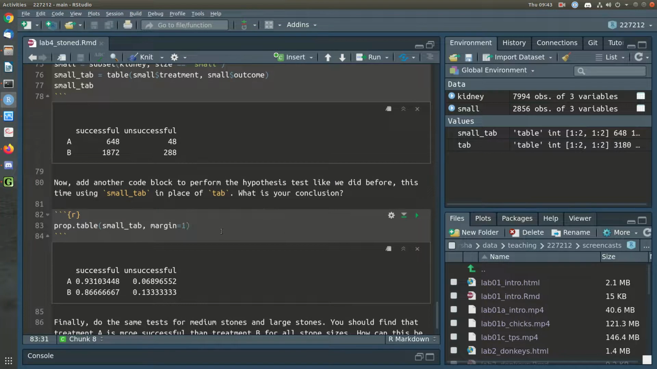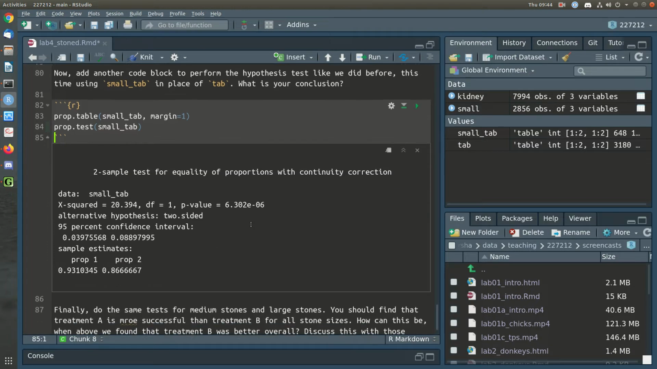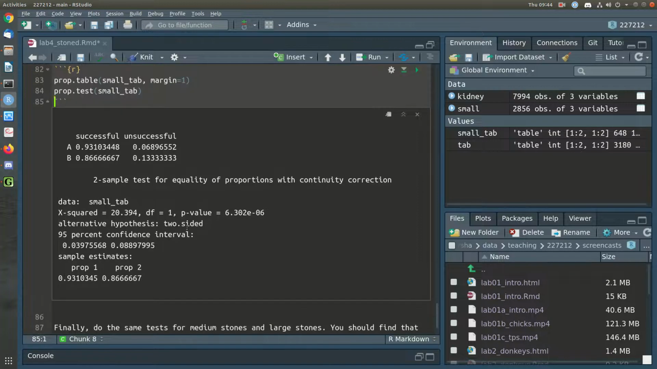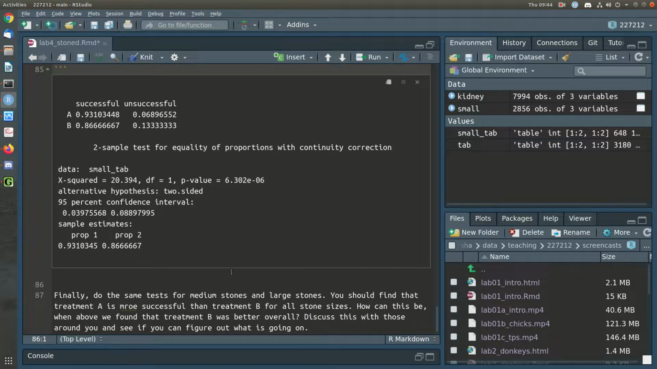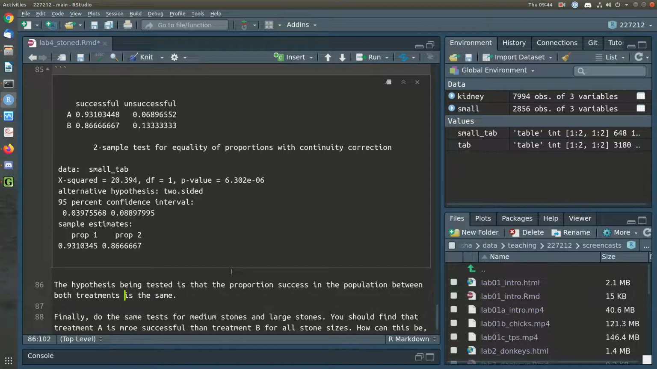Okay, so now we want to see, does this hold in the population? So let's do a prop.test on that small table again. And what we find is, of course, it gives us the same proportions, right? So proportion 1 is again A and proportion 2 is B. So our conclusion is that the hypothesis being tested is that the proportion success in the population between both treatments is the same. For both treatments, perhaps.